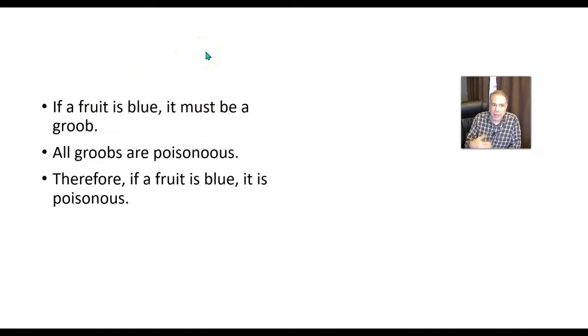How about this one? If a fruit is blue, it must be a grube. All grubes are poisonous. Therefore, if a fruit is blue, it is poisonous. Remember, this comes from that example that I started things out with way back at the beginning of this series of videos on logic. So, you're on that alien planet. You know that if a fruit is blue on that planet, it must be a grube. You know that all grubes are poisonous. Is that enough so that you know for sure that if a fruit is blue, it is poisonous?